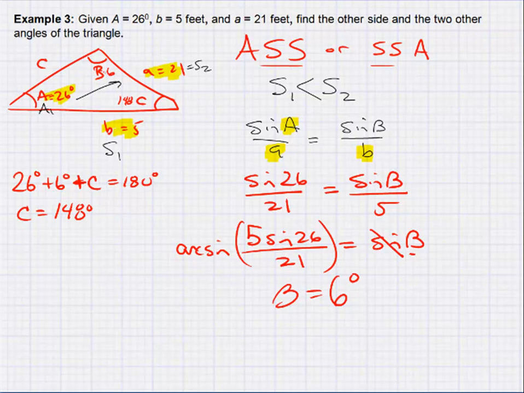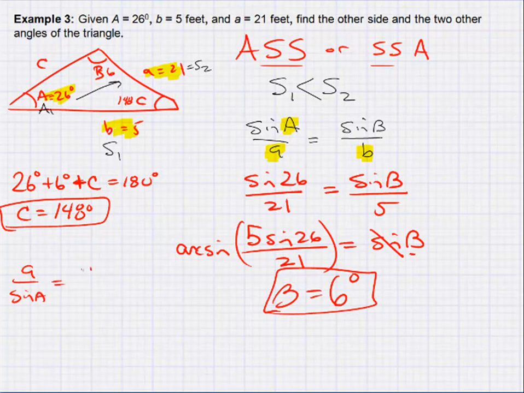So then I find side C is the last thing I need to find. I got angle C, I got angle B. I need to know side C. So I can use anything here. I'm going to use that a over sine A equals c over sine C. So I'm going to say 21 over sine 26 equals c over sine of 148.